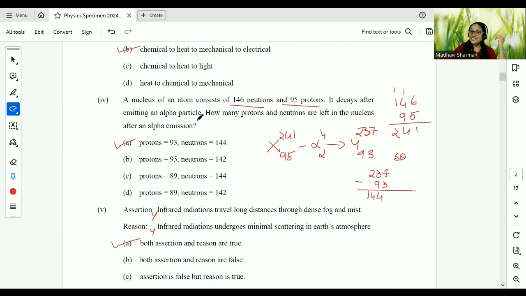Now, this is a dicey question which my students got a little confused. I hope you are not confused. If you are, let's solve it out. A nucleus of an atom consists of 146 neutrons and 95 protons. So the mass number is 241. Yes. ये दोनों को ऐड किया है.